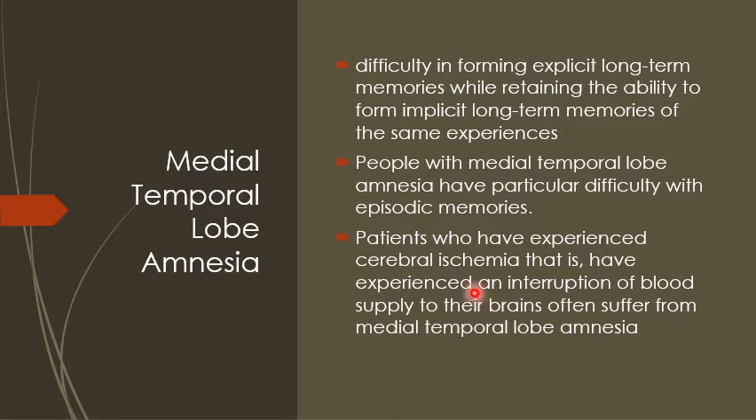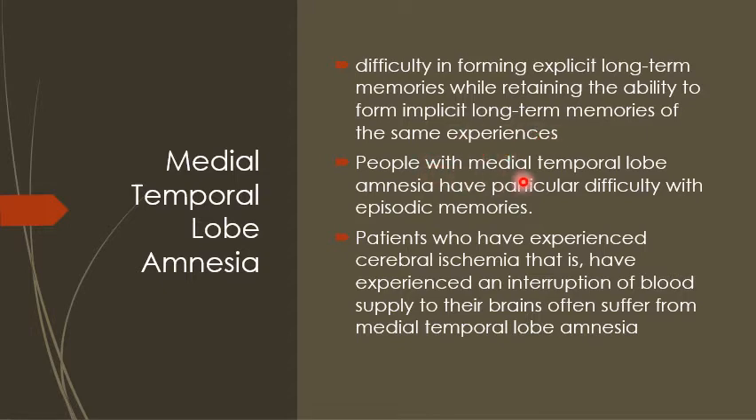So the condition is called medial temporal lobe amnesia. So that is the condition of HM. So difficulty in forming explicit long-term memories while retaining the ability to form implicit long-term memories of the same experiences. Again, he is not aware, right? He cannot recall whether he learned something, but he can learn. He just doesn't know or can't recall how he learned it. He learned only implicitly. So that is this part of his long-term memory.